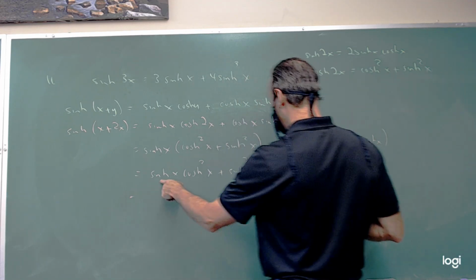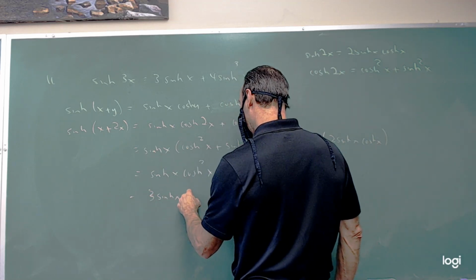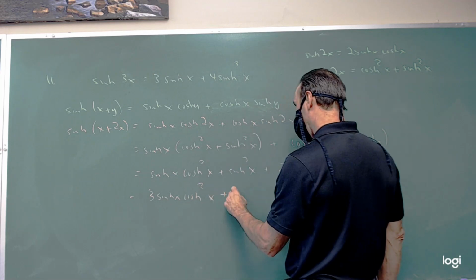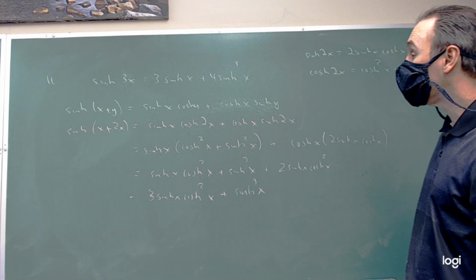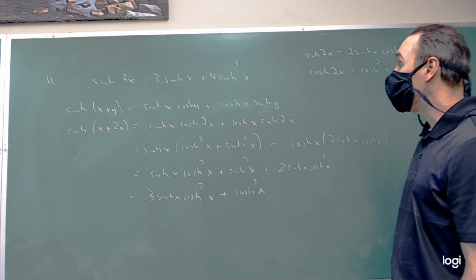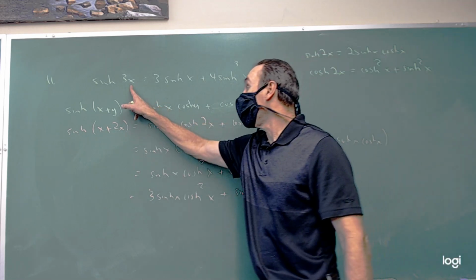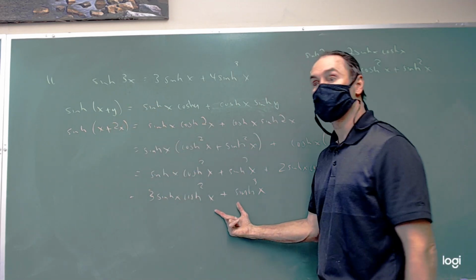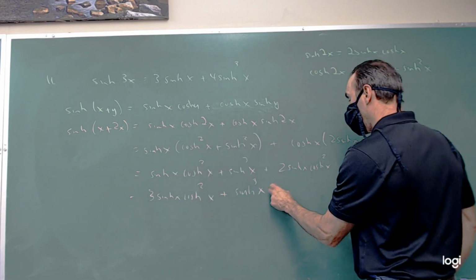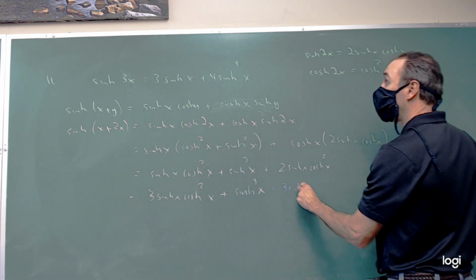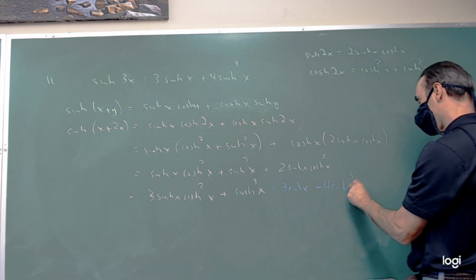Okay, so one of those and two of those makes 3 sinh x cosh squared x, and then we got a sinh cubed x. Yeah, all that was our sinh 3x, right? So we started with that, and we got to this. So we're going to hopefully say that's equal to 3 sinh x. I don't know if this is going to work or not, guys.